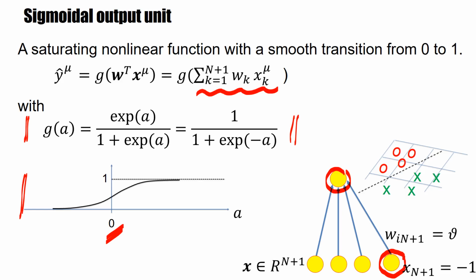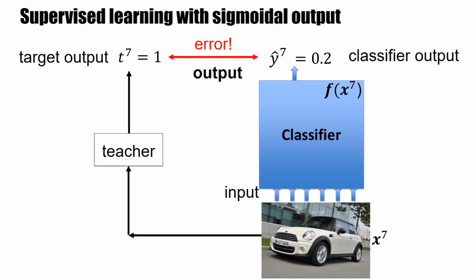Now note that this sum over all inputs in n+1 dimensions still amounts to a hyperplane that runs through the origin in n+1 dimensions. That's the geometric picture I had shown earlier. And now the question is, how can we learn the weights in such a network? And the idea is that of supervised learning.